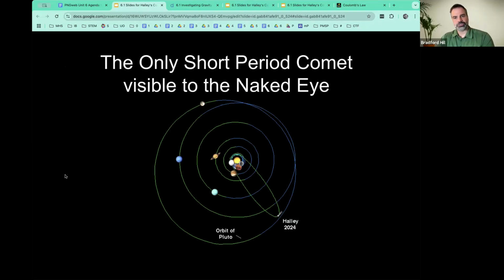All right, got a couple more just to show it. Short period, meaning there are comets that might return on the 100,000 or 300,000 year time scale or million year time scales. But this is the only one short term visible to the naked eye.